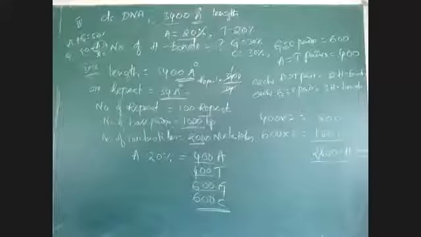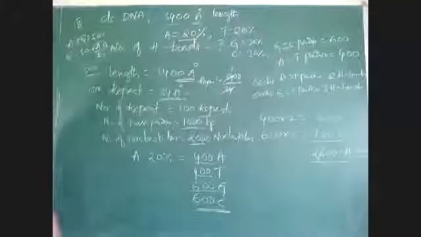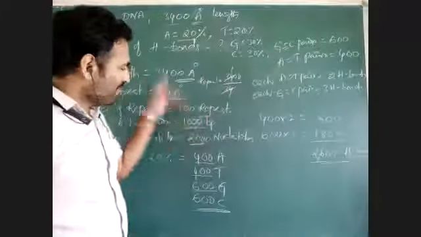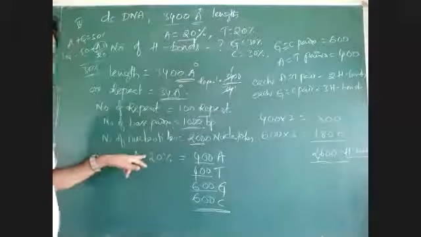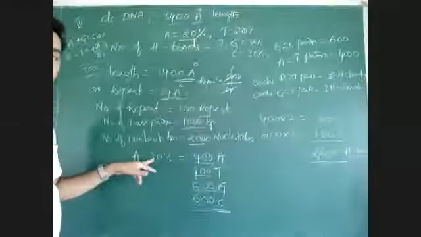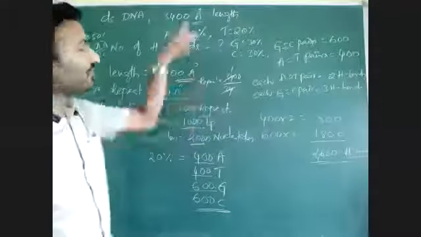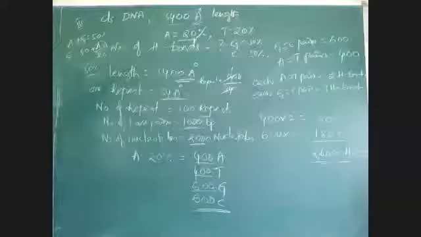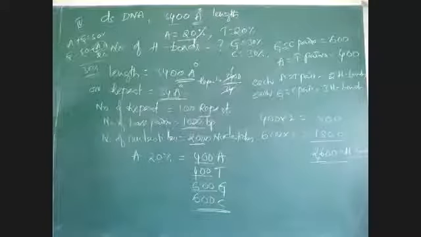20% to 400. See, 20% means per 100 it is 20. For 2000, I need to teach you mathematics again.